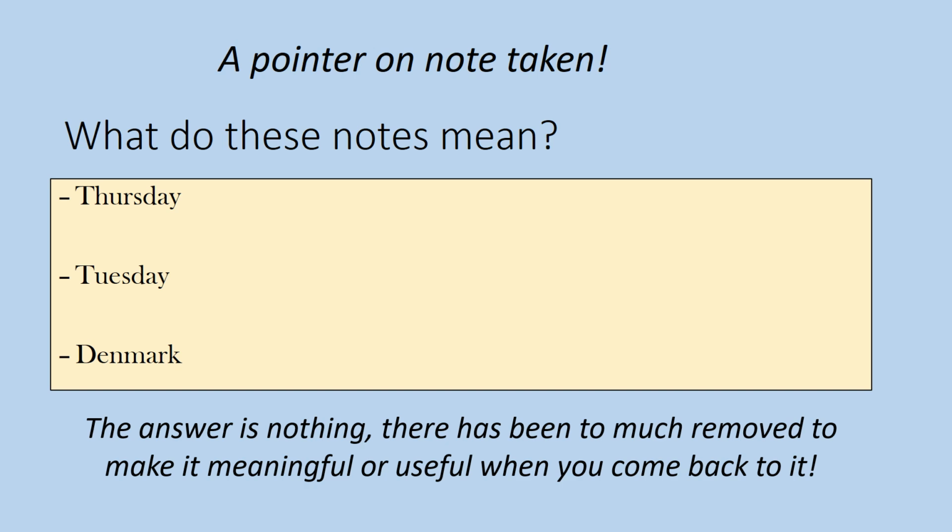Now, in this case, actually, it would be about the idea that the days of the week are named after the Norse gods. So Thor's Day and Tyr's Day and Woden's Day or Wednesday. Those are all from the Norse gods, which are all part of Denmark on those things there. Now, did you get it from those? No, you didn't. What's happened is the person has written such brief notes that actually they're no longer useful.